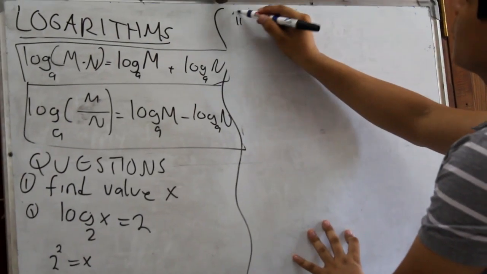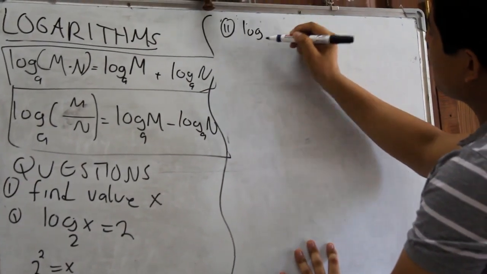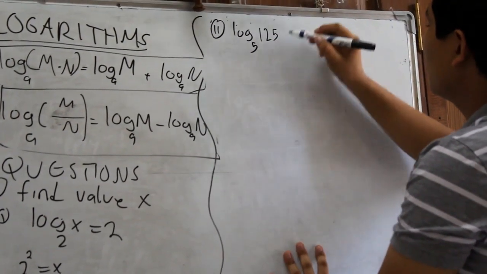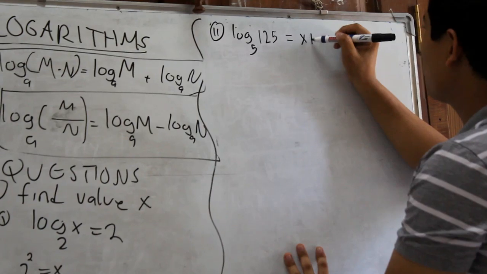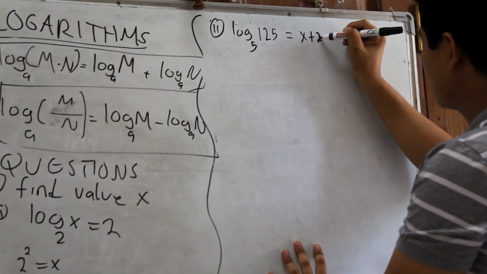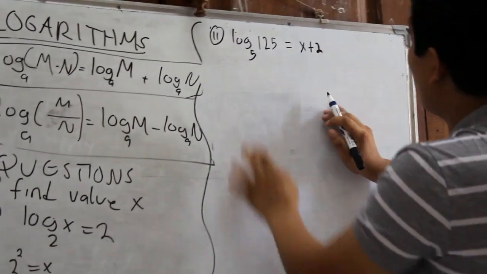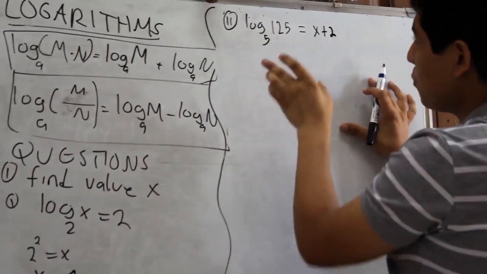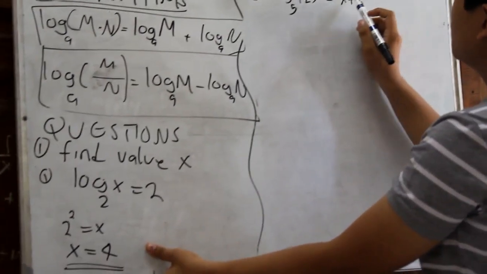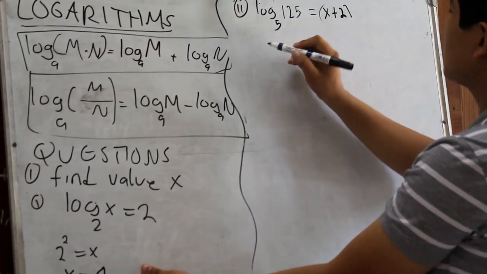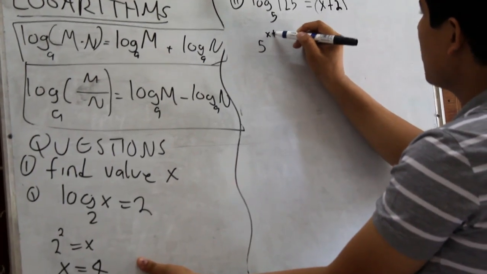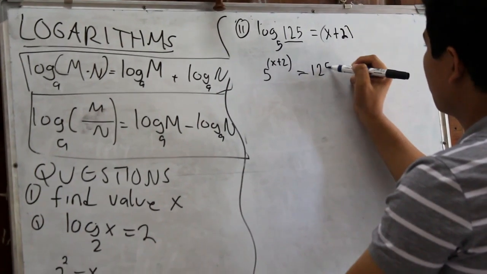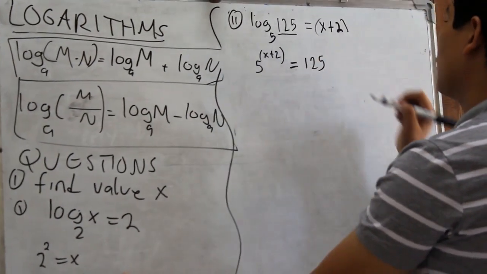Let's say you're given another question. Logarithm base 5 of 125 is equal to x plus 2. Okay guys, now you have this equation here. The first thing you can do is change it into an exponential form, the same as we did here. So all of them should come to this side, so I get 5 power x plus 2 should be equal to 125.